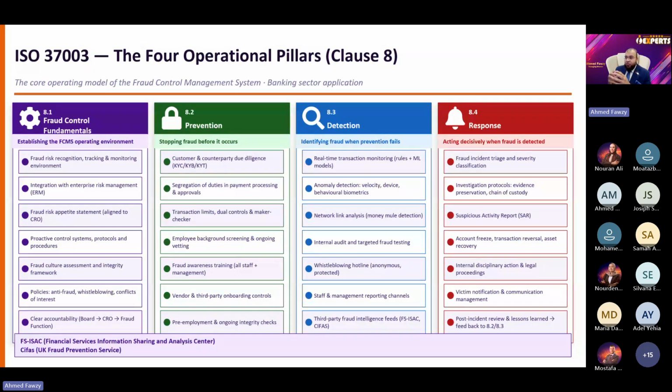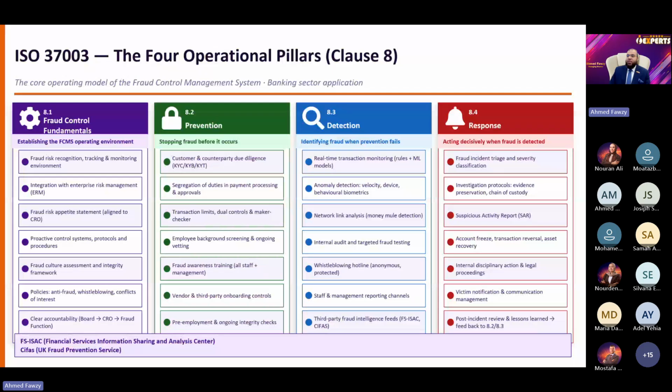So we have screening here, with some persons doing a real check of the background of these people. I think it's mandatory to be there. Fraud awareness training for the staff, for everybody that is working on this system, and also for the upper management.